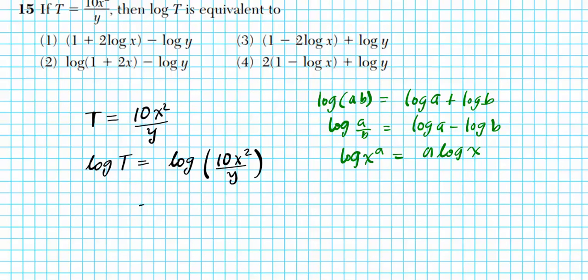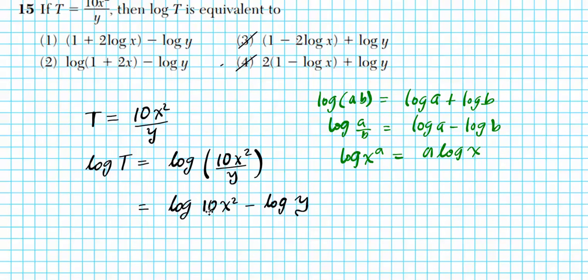Okay, so let's apply that here. So we have log of, let's do the division first, 10x squared, the numerator, minus log of the denominator. Now, based on just the sign right here, we have a minus log y. We can eliminate options 3 and 4. It should be 1 or 2. That should be the correct answer.